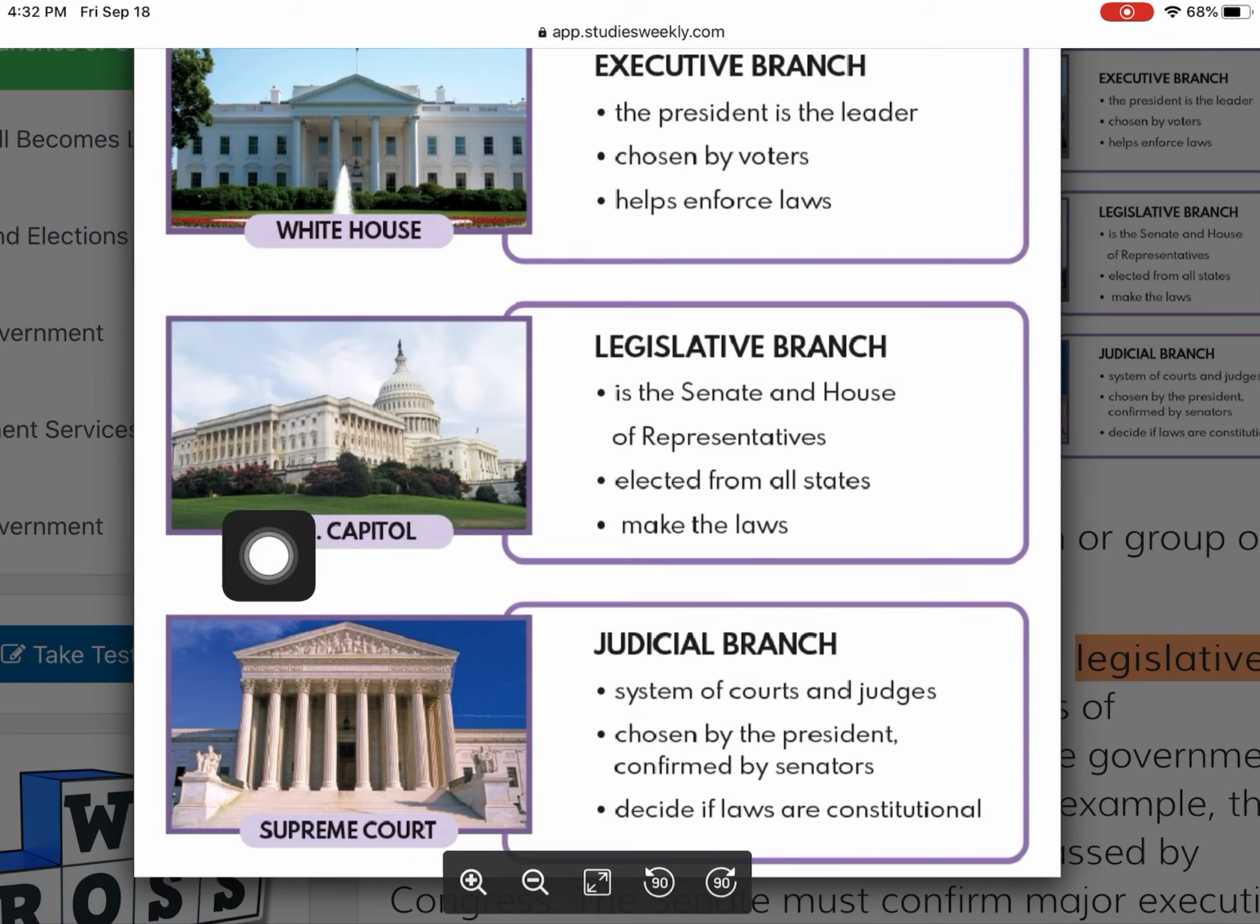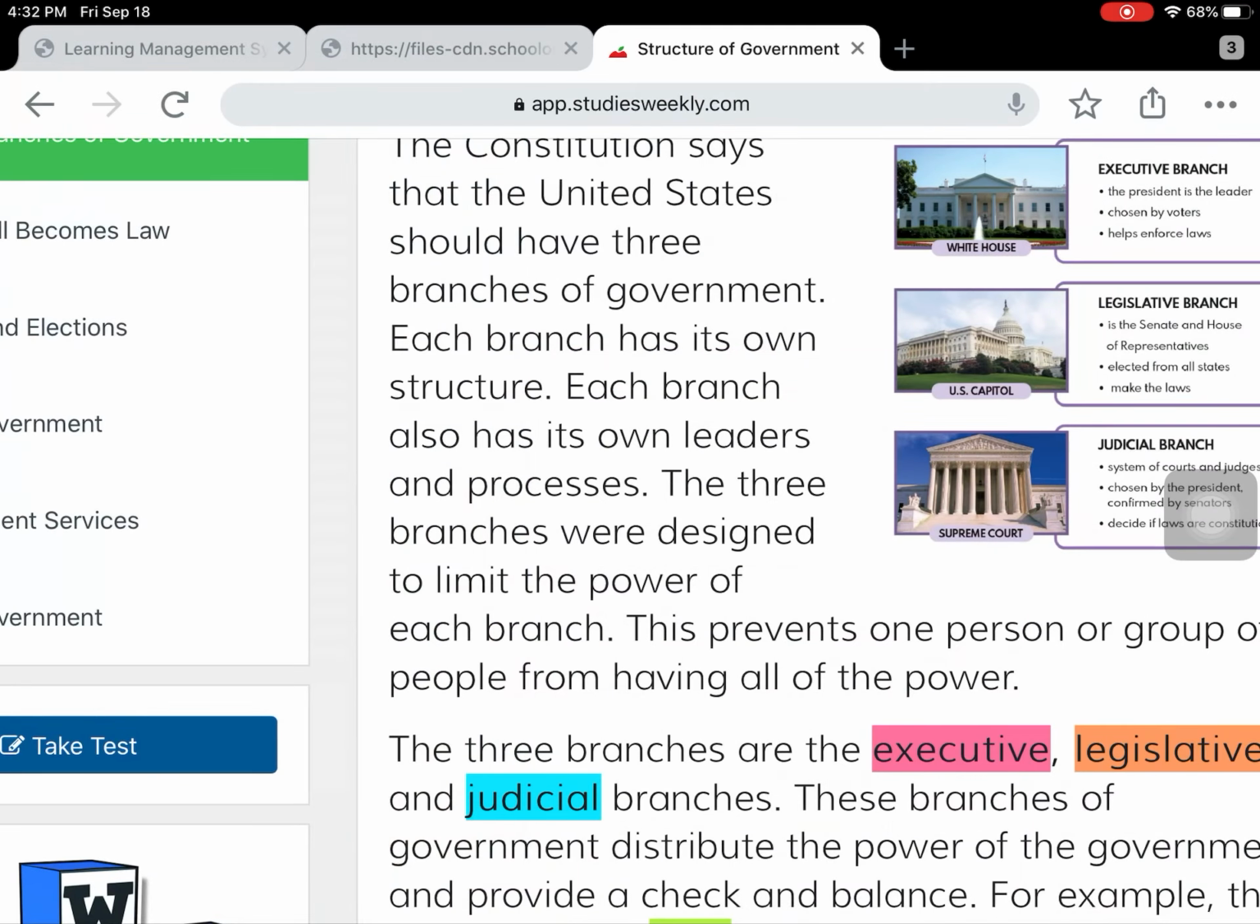Lastly, the judicial branch. This is headed by the Supreme Court. It's a system of courts and judges, chosen by the president, confirmed by senators. They decide if laws are constitutional. And all of these branches follow the system of checks and balances.